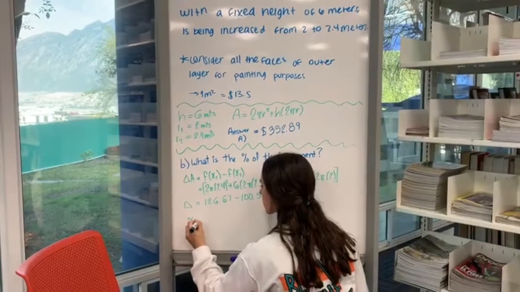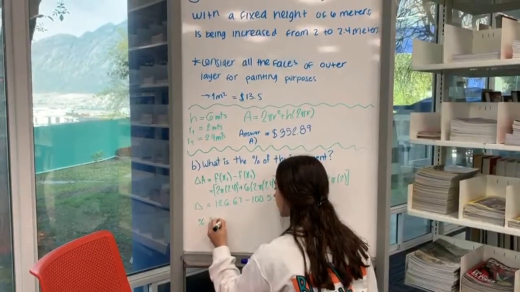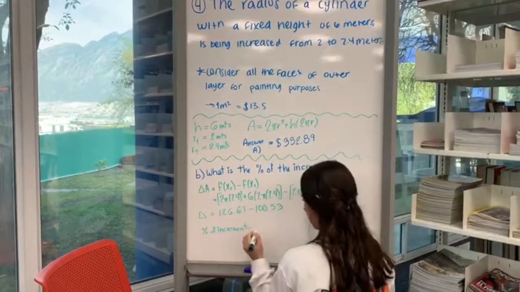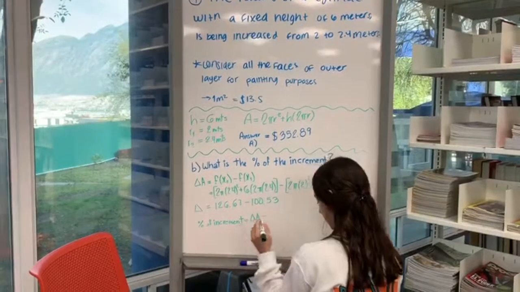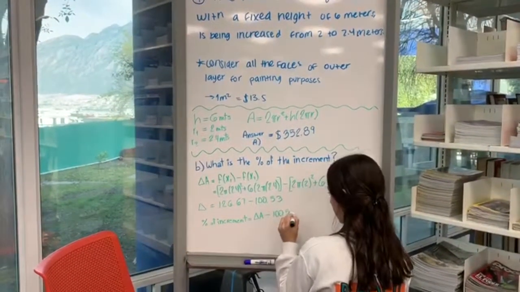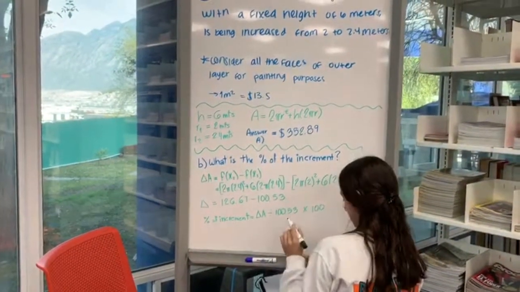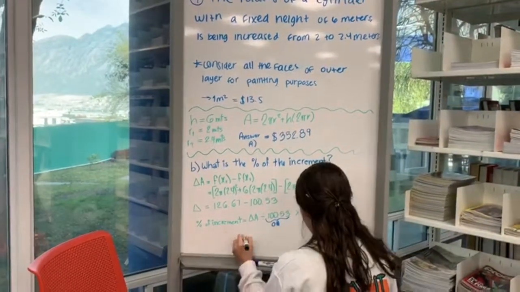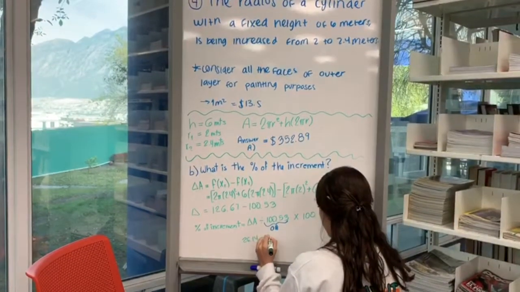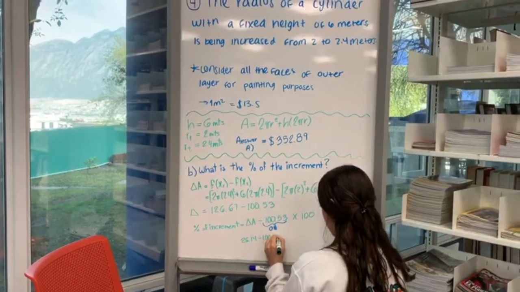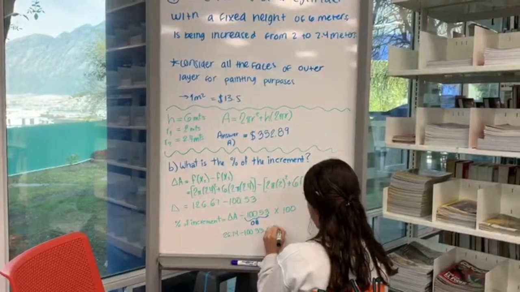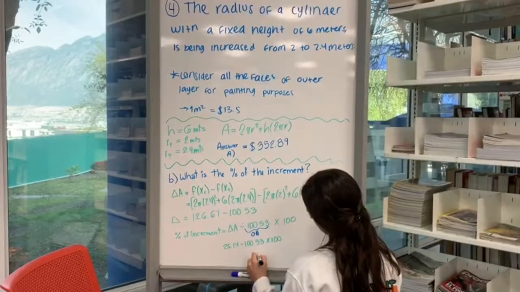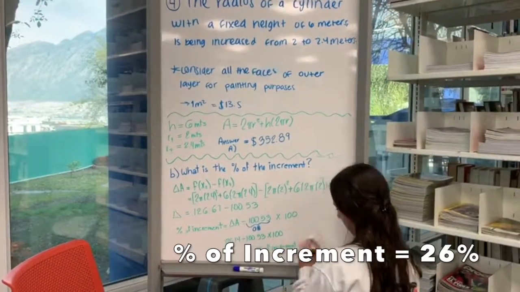After getting the increment, now we can calculate the percentage. In order to get the percentage, we need to divide our increment by the original number. The original number is 100.53. After that, you multiply the answer by 100. The equation will be 26.14, which is the increment, divided by 100.53, which is the original number, times 100. Your final answer will be 26%.